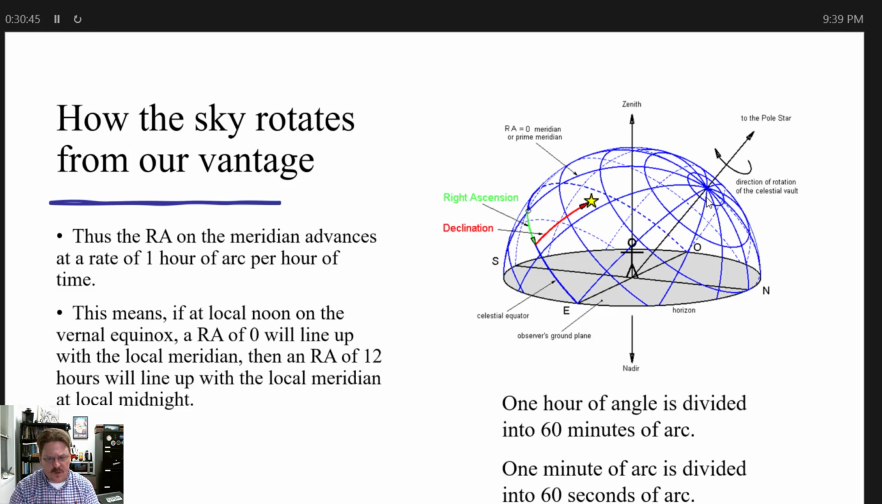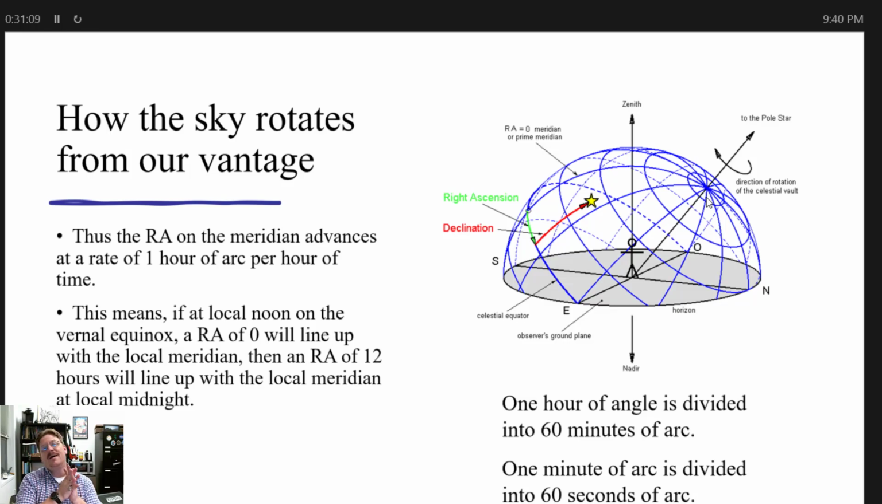I think I've covered everything on this particular slide. Again, the angles of arc are subdivided: 1 degree is subdivided into 60 minutes of arc, and 1 arc minute is divided into 60 seconds of arc.